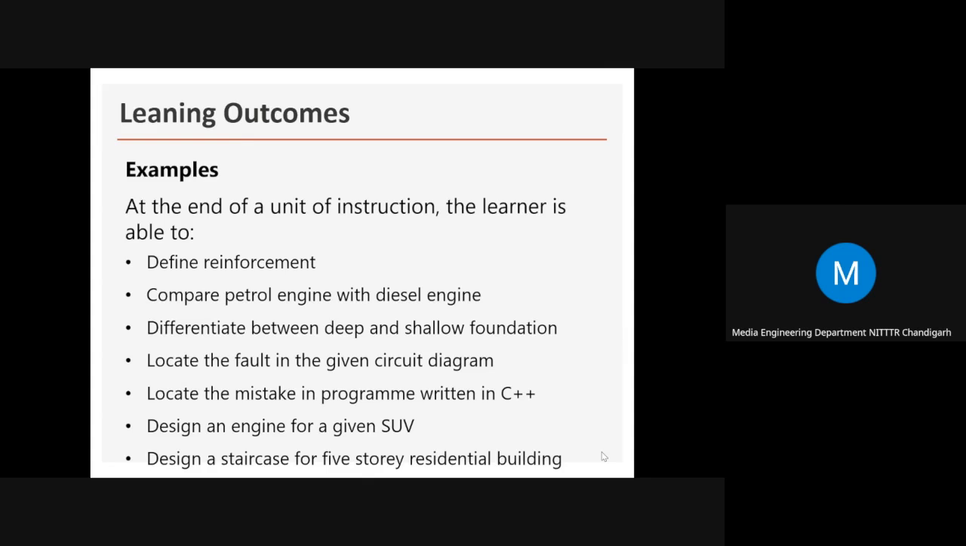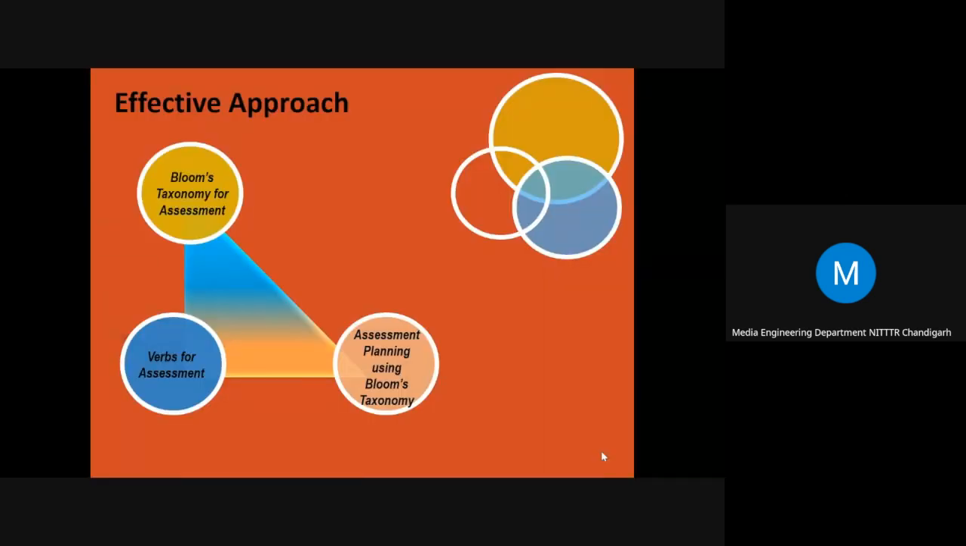To further analyze this, we can use Bloom's taxonomy, that is, at what level of Bloom's taxonomy our learning outcome lies. Accordingly, we can design the questions related to that particular level. So Bloom's taxonomy is required in assessment also, not only in the design of outcomes. Right? The effective approach is that we should use Bloom's taxonomy for assessment also. When we are going for assessment using Bloom's taxonomy, we should be aware of what kind of action verbs we can use for writing the questions.